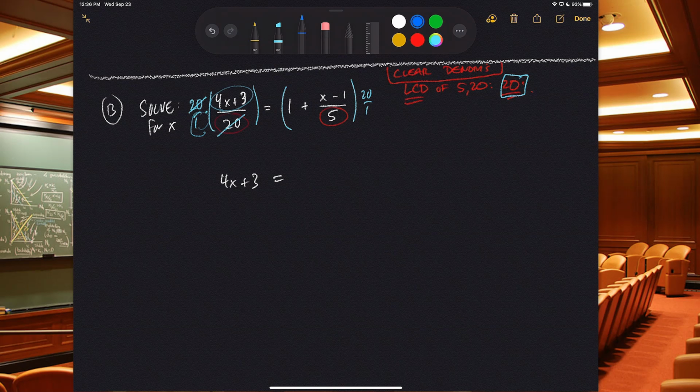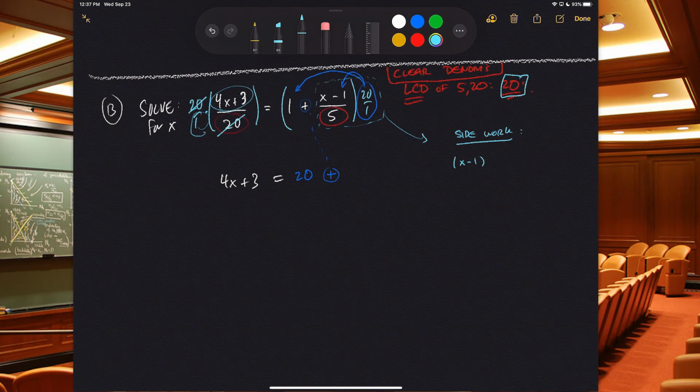And then here we have this being split through addition. So we have to distribute this 20 over 1 in to the, I missed the 1 here. So this 20 times 1, which gives me just 20, plus, and then 20 times x minus 1 over 5. Now this might be a little bit much going on, so let me bring this out to the side so you can see what will happen.